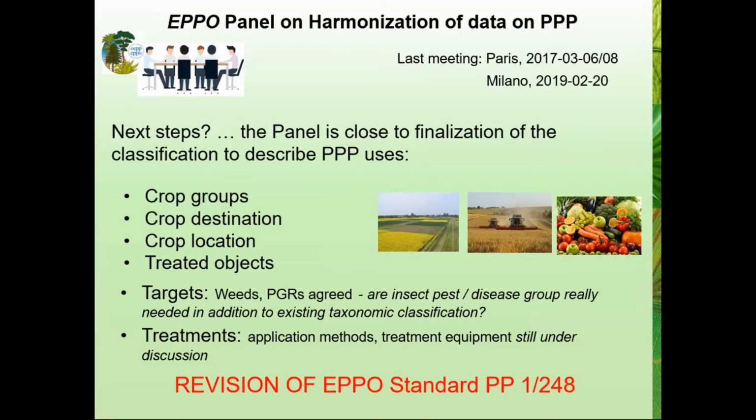There's still a discussion ongoing on the need for groups for insects and diseases, with the big question being whether a harmonized classification might add something to the existing taxonomy classification. I don't want to answer this question now in this presentation because, as I said, the discussion is still ongoing.